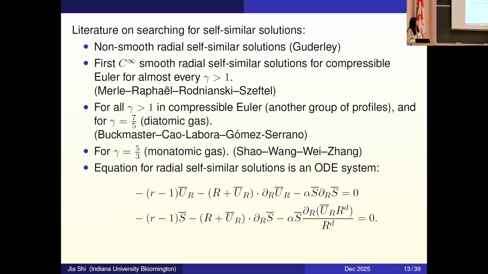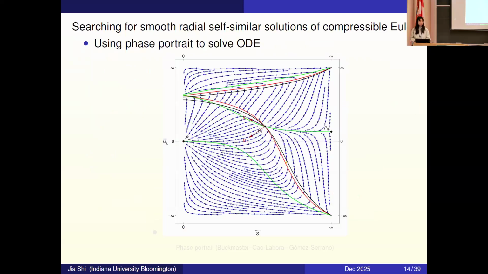So here the U bar R is the radial component of the velocity, and the dimension is D. If you want to find self-similar solutions, you solve this ODE system. Well, it looks not that hard, but actually it's very complicated. So the way to do it, people use the phase portrait. This is not an autonomous system, but you change coordinates and it will become an autonomous system. Then you have the following phase portrait to solve the ODE.